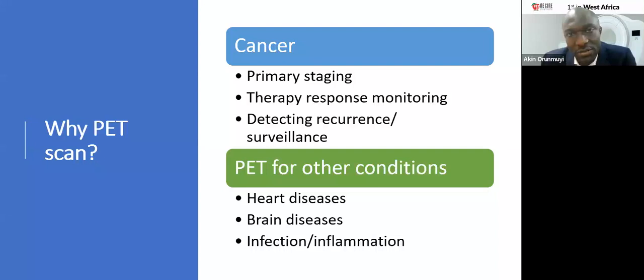PET is also important for diagnosing dementias. As a matter of fact, PET can detect dementias years in advance before symptoms occur. And so it just goes to show how sensitive it is.